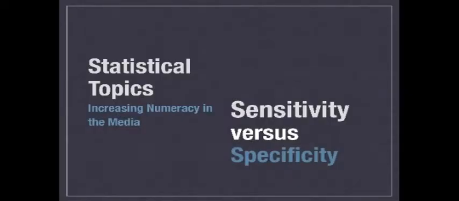This is about sensitivity versus specificity. And this is a story about lie detectors that came up in the Washington Post. This is a classic example of using probability in a way that's against our intuition, let's say that.